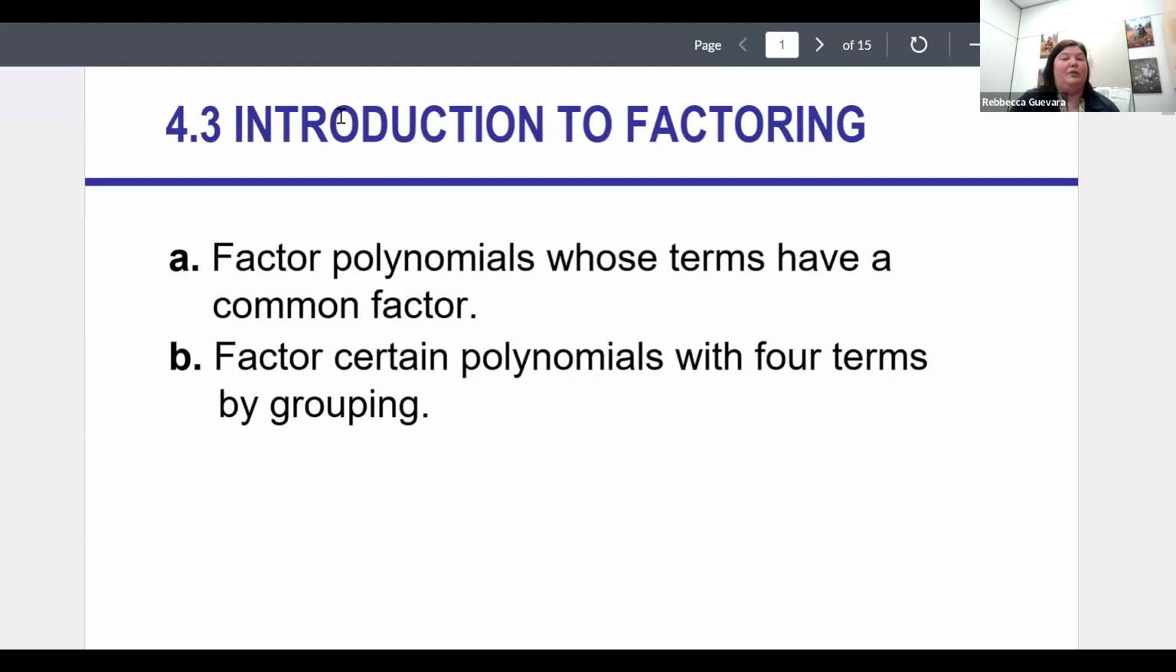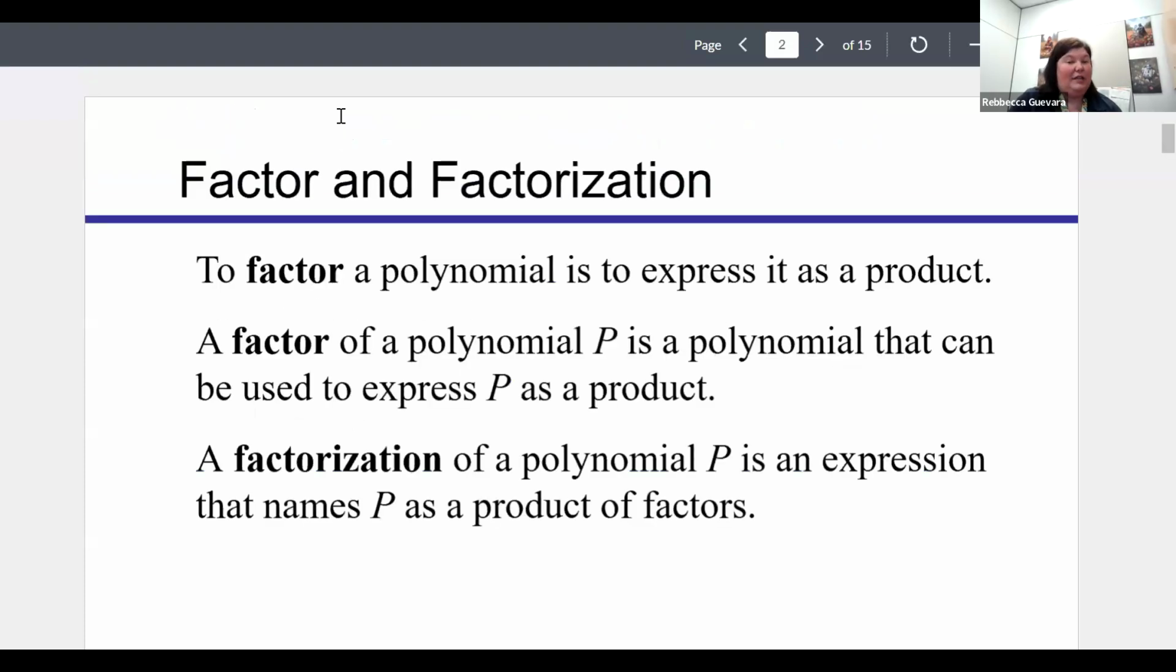To factor a polynomial is to express it as a product. A factor of a polynomial p is a polynomial that can be used to express p as a product. So we talk about factors in general. If I gave you 12, 12 is made out of 3 and 4. Those are going to be factors. That's what I mean by factors.